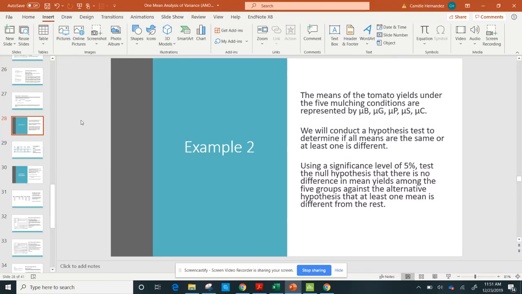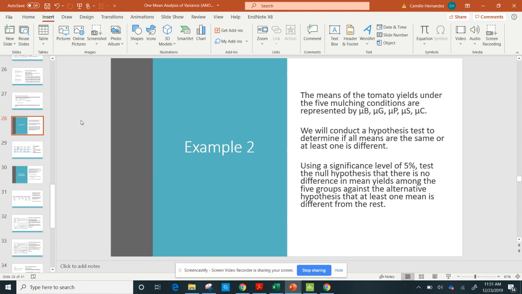Let's go ahead and do example 2. The means of the tomato yields under the 5 mulching conditions are represented by the following: the mean of the bare, mean of the ground, mean of plastic, mean of straw, and mean of compost. We will conduct a hypothesis test to determine if all the means are the same or at least one is different. Use a significance level of 5%.